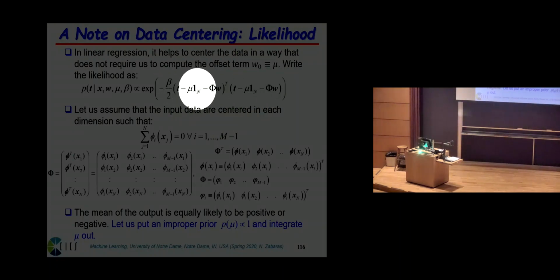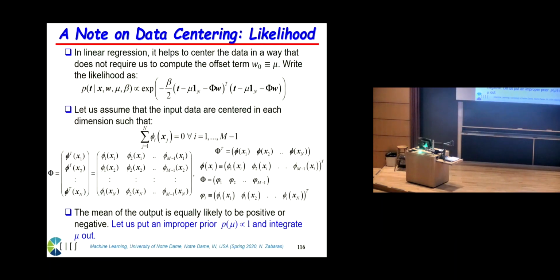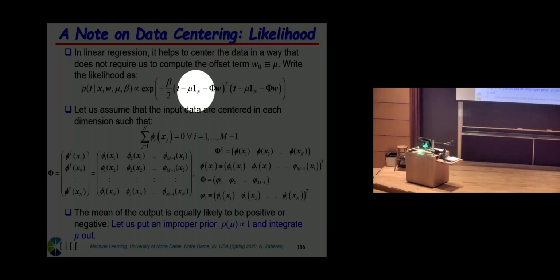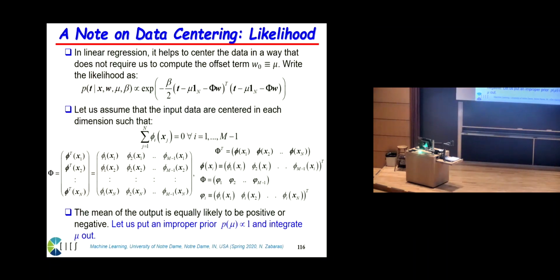And again, for convenience and following the literature notation, I call the W0 mu, like the mean, if you like, of my regression function. So when I look at this likelihood, it obviously depends on this mu, and I need to do something to get rid of the mu. I need to be able to compute Wj's alone without the mu coming into the picture, so that we can do whatever we can do, even Bayesian analysis, without worrying about the mu.